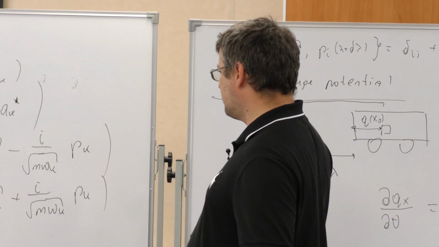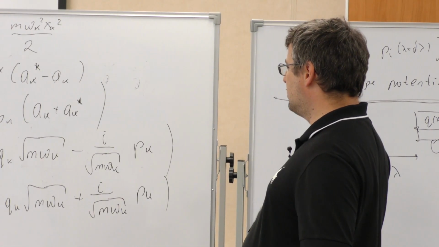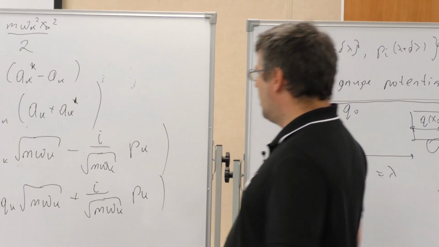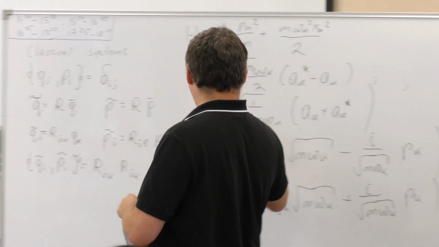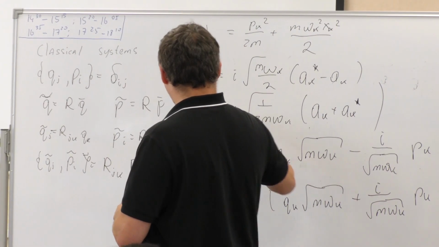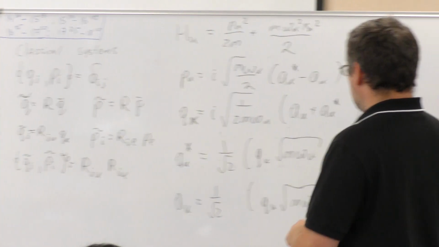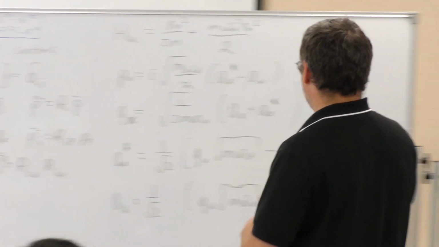Sorry, is there a mistake? Oh, Q_k, sorry, yeah, Q_k. Yeah, I mean, there is no i. Oh, there is no i here, you're right. Yeah, it's Hermitian, you're right.